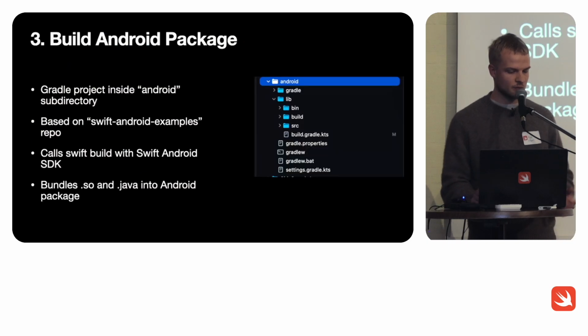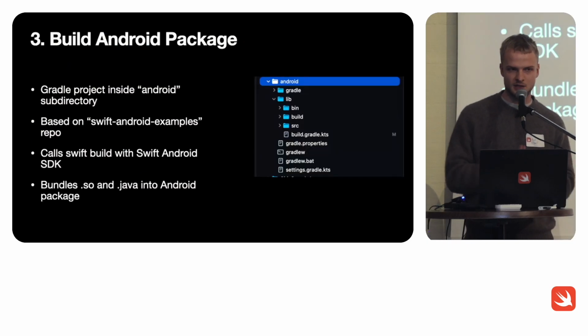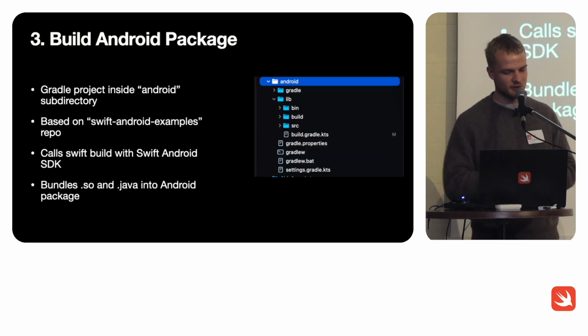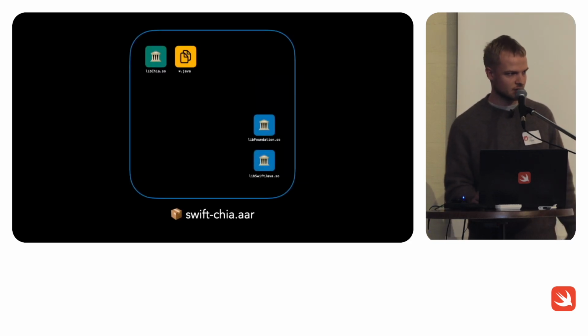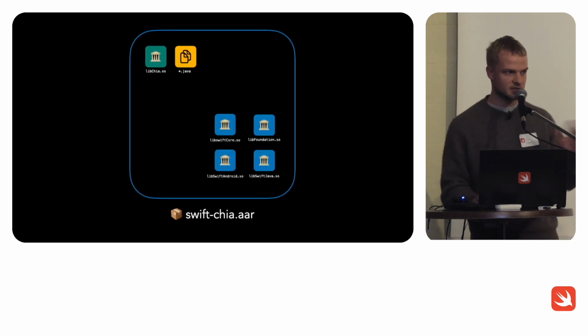And the last part is that we need to bundle all of this up into an Android package that we can tell our Android developers they can fetch from something like Nexus. The way that we did this is that we created a subdirectory in our Swift project called Android, and it's basically just an empty Gradle project. And it's based on the Gradle files in the Swift Android examples repo, which is open source. And what it basically does is that it calls Swift build, as you saw in Mark's talk, with the Swift Android SDK. And then it finds all the needed SO files, the generated Java files, and packages that all up into an Android package that we can send over to our Android developers so that they can use. And all of this is running in CI, so it's really great for us.